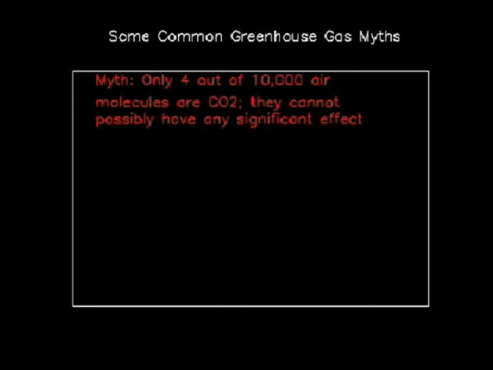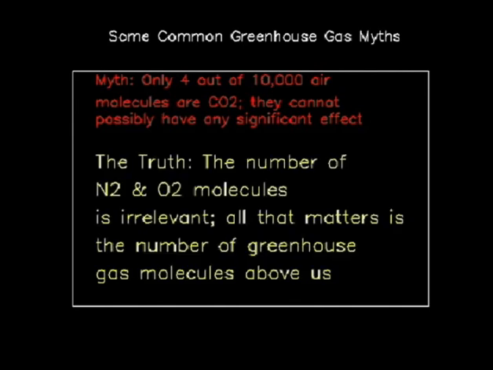Here is the second myth. You sometimes see this myth stated by saying that if there were 10,000 pennies, each representing a molecule in the atmosphere, only 4 of these pennies would represent carbon dioxide, and it is thus argued that CO2 molecules can have very little effect. But we've seen that the role of molecules like nitrogen is simply to distribute the energy absorbed by greenhouse gas molecules among all the molecules in the atmosphere. Nitrogen and oxygen play no role in the energy input and output of radiation. All that matters in the greenhouse effect is the number of greenhouse gas molecules above the Earth's surface.